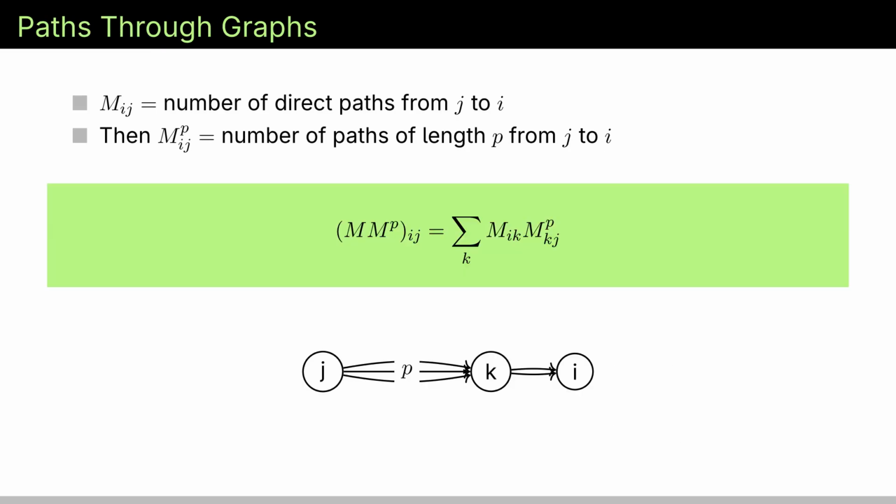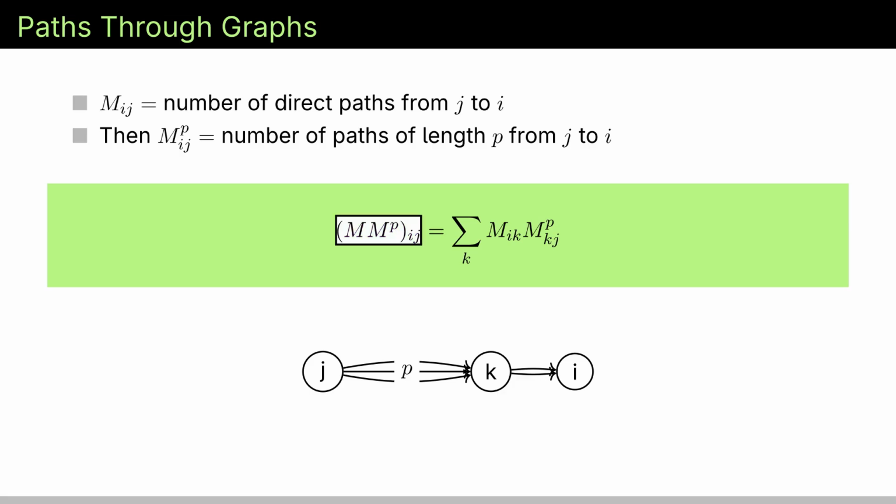Proving that M to the p tells us about paths of length p is very easy by induction. In case p, our power, is 1, this is the definition of M. Note also that if p is equal to 0, then M to the p is the identity matrix, which tells us about paths of length 0. Then the inductive recursion comes from the matrix multiplication formula. If we're interested in paths of length p plus 1, we're looking at M to the p plus 1, or M times M to the p.